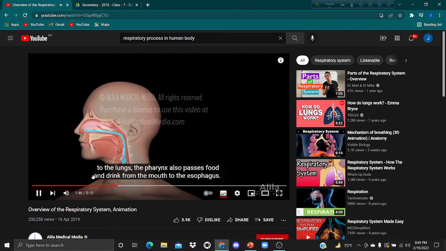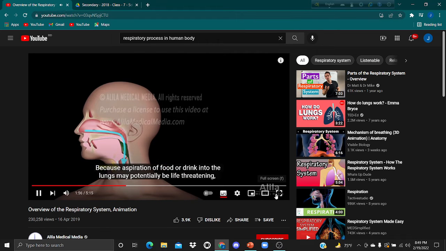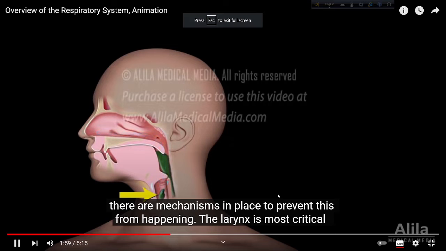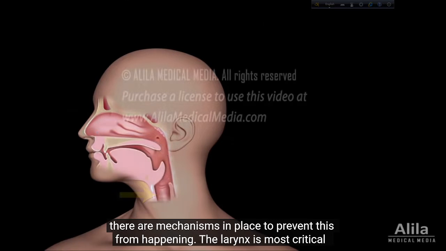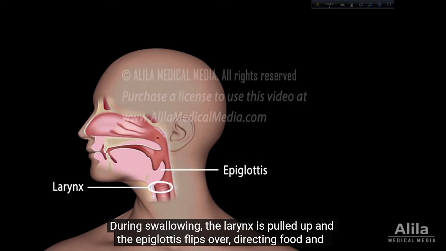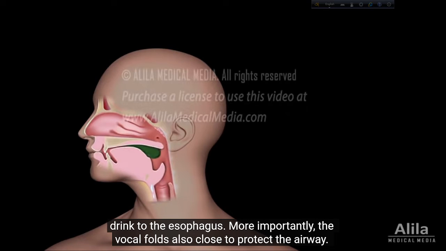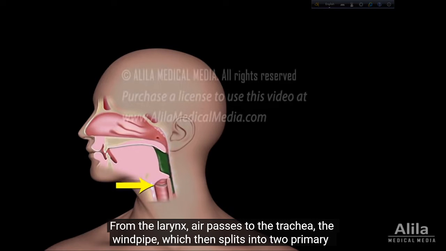On its way to the lungs, the pharynx also passes food and drink from the mouth to the esophagus. Because aspiration of food or drink into the lungs may potentially be life-threatening, there are mechanisms in place to prevent this from happening. The larynx is most critical in this regard. The opening of the larynx is guarded by a tissue flap called the epiglottis. During swallowing, the larynx is pulled up and the epiglottis flips over, directing food and drink to the esophagus. More importantly, the vocal folds also close to protect the airway.